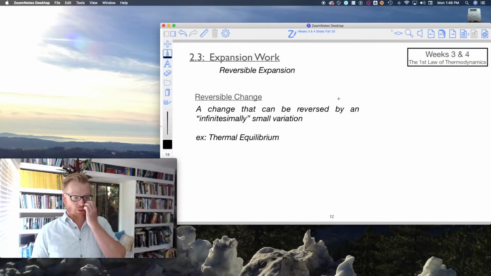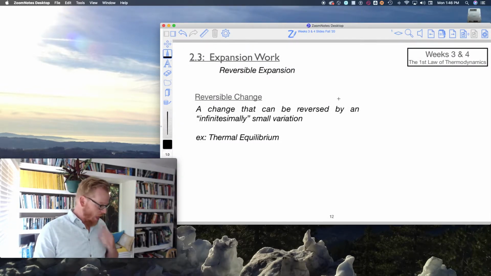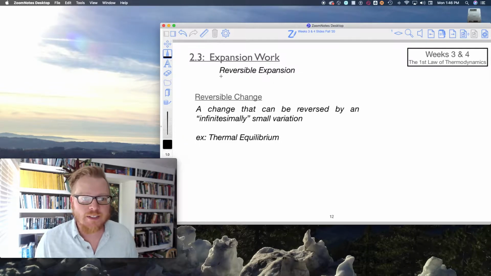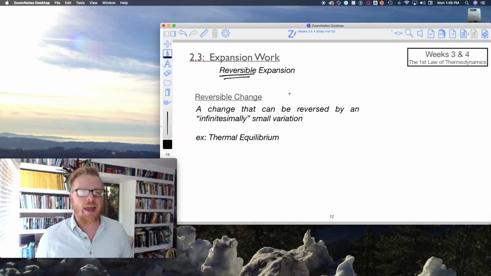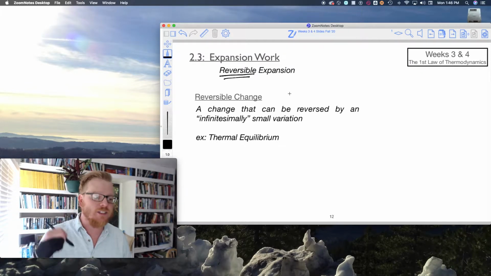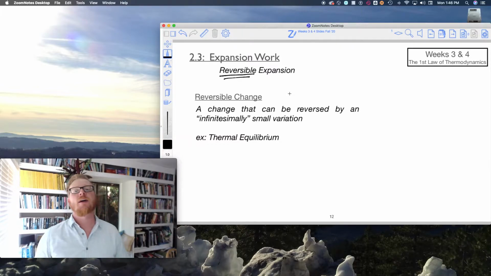Okay, so still more on expansion work, but now let's get into reversible expansion. Here the equations are still going to be simple, but in the world of thermo, it's the language that gets tough. So let's first start by defining what reversible means in thermo. It's a change that can be reversed by an infinitesimally small variation.